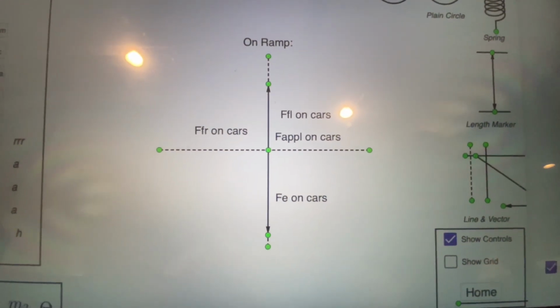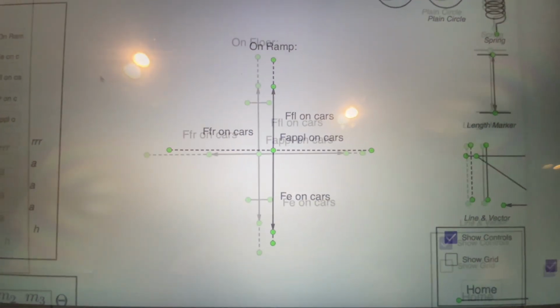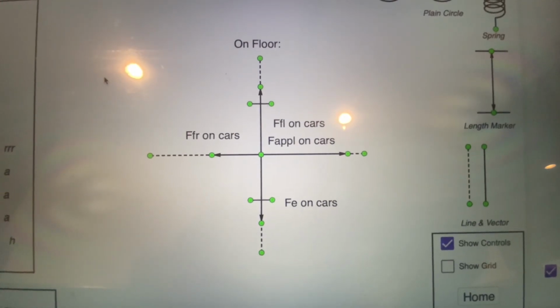This is the force diagram for when the cars were on the ramp, and this is when they were off the ramp and on the floor.